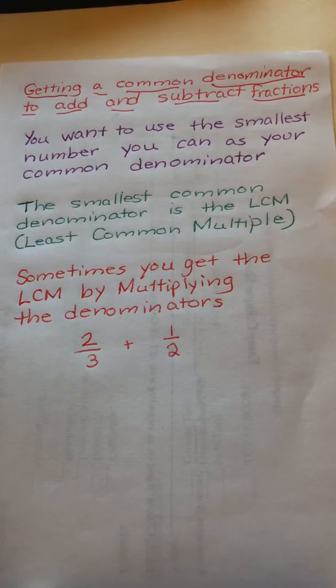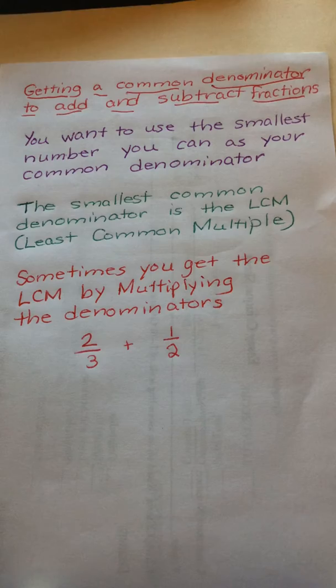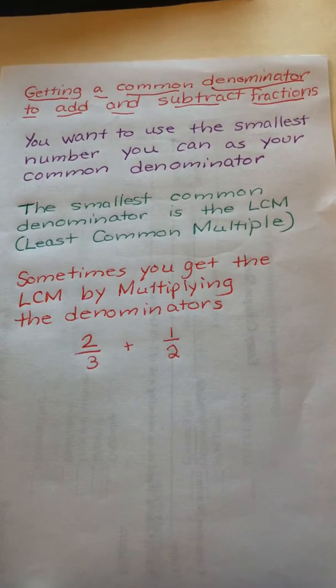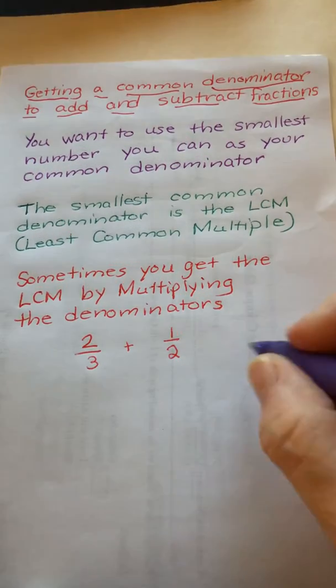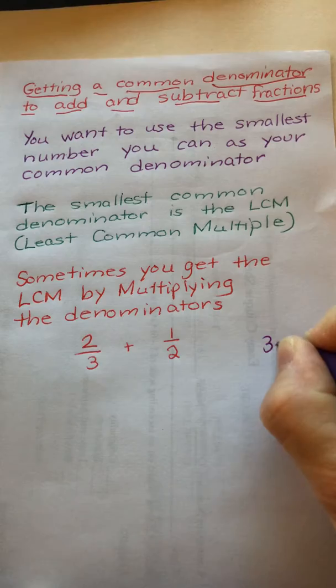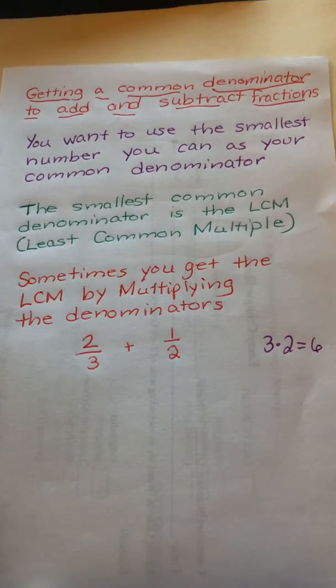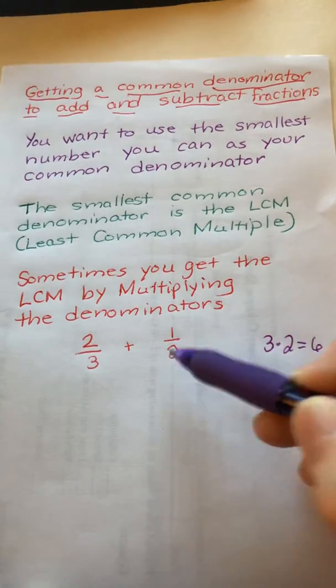Sometimes you get the least common multiple by multiplying the denominators. Let's look at this problem, 2/3 plus 1/2. If I multiply 3 times 2, I'm going to get 6. That is the smallest number that I can use. It's the least common multiple of the two denominators.